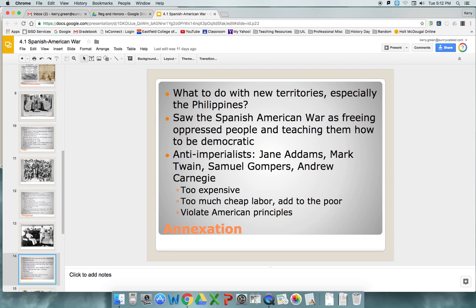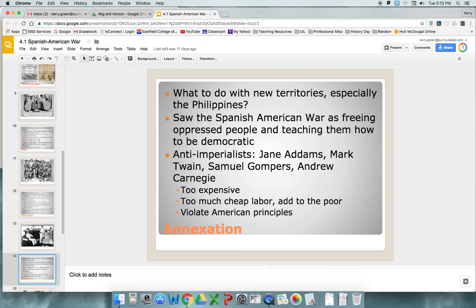And so you've got a lot of anti-imperialists, and you can see their names right here, that argue that first off, it's expensive to have colonies and have territories. It's going to require a big navy. It's going to require lots of investment. We're going to have too much cheap labor. We already have enough cheap labor. We already have enough poor people. And fundamentally, it violates American principles.